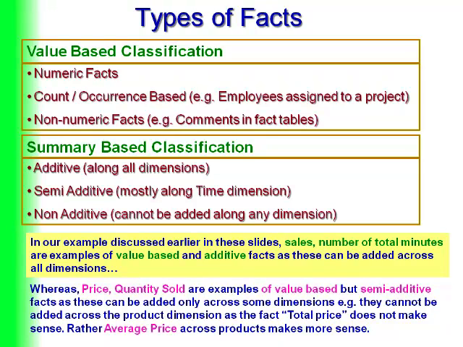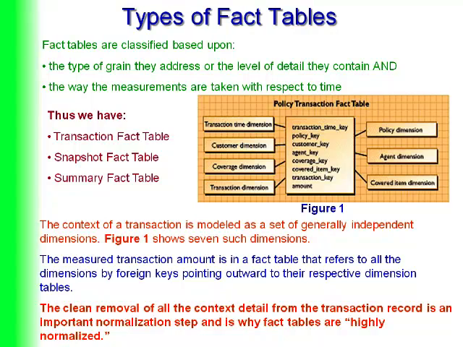For example, sales and number of total minutes are examples of value-based facts. Additive facts can be added across all dimensions. Price and quantity sold are examples of value-based but semi-additive facts, because these can be added only across some dimensions. They cannot be added across the product dimension, as the fact total price does not make sense. Rather, average price across products makes more sense. Different types of fact tables are the transaction-oriented fact table, snapshot-oriented fact table, or summary-oriented fact table.